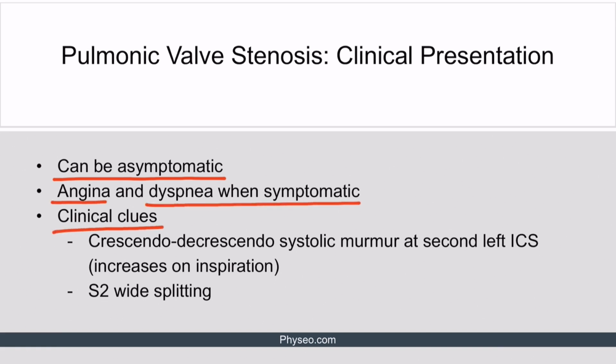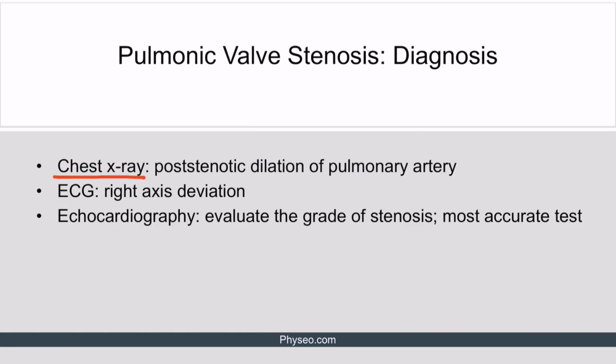Clinical clues include a crescendo-decrescendo systolic murmur heard at the second left intercostal space, which increases on inspiration. Also, wide splitting of the second heart sound is evident. This is explained by the prolonged pulmonic ejection. Chest X-ray may show poststenotic dilation of the pulmonary artery. An ECG shows right axis deviation consistent with right ventricular hypertrophy. Echocardiography is the most accurate test, which helps to evaluate the grade of stenosis.